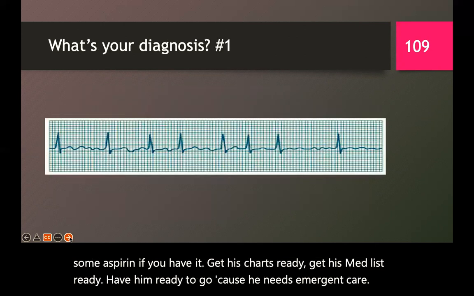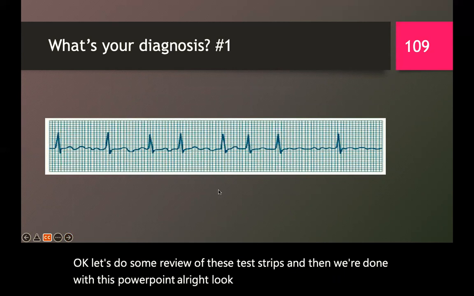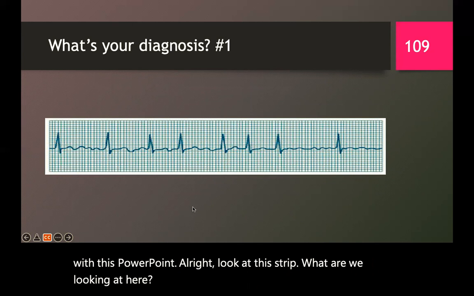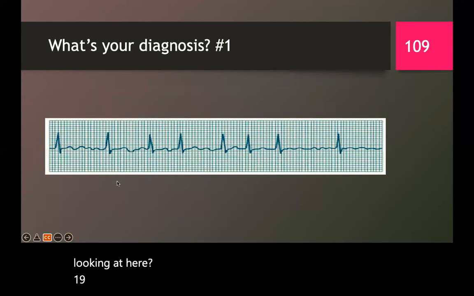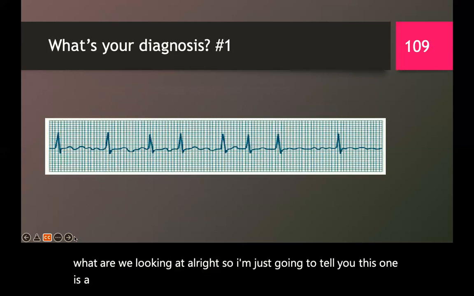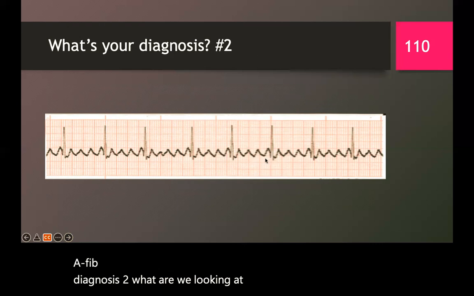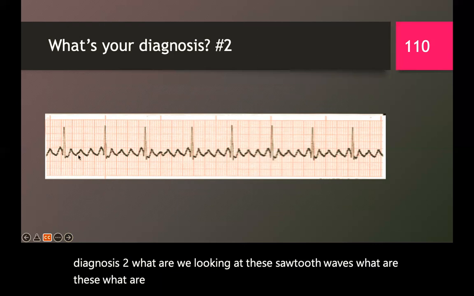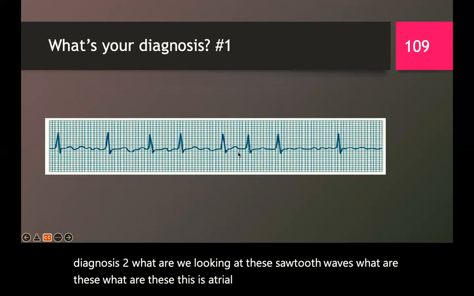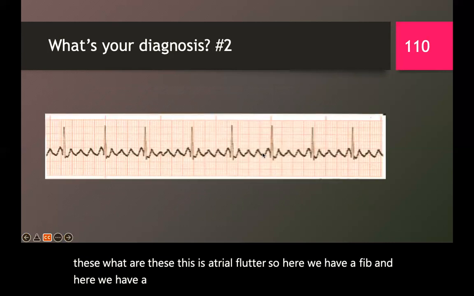Okay, let's do some review of these test strips and then we're done with this PowerPoint. All right, look at this strip. What are we looking at here? 109. What are we looking at? All right, so I'm just going to tell you this one is atrial fibrillation, AFib. Diagnosis 2. What are we looking at? These sawtooth waves. What are these? This is atrial flutter. So here we have AFib. And here we have a flutter, sawtooth waves.